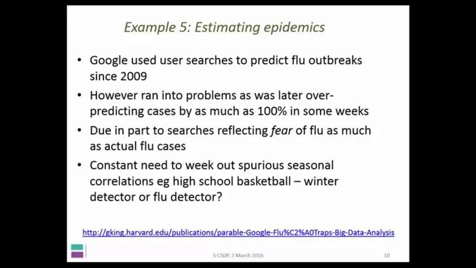This was due in part to the fact that the searches seemed to be more closely related to fear of flu, to worry about whether people were catching flu, rather than necessarily to actual cases of flu. And there are also many strong correlations with other seasonal issues, for example high school basketball, so that some people had been led to question whether their flu trend was in fact a winter detector rather than a flu detector. So it's an interesting example of possibly one of the pitfalls of big data analysis.